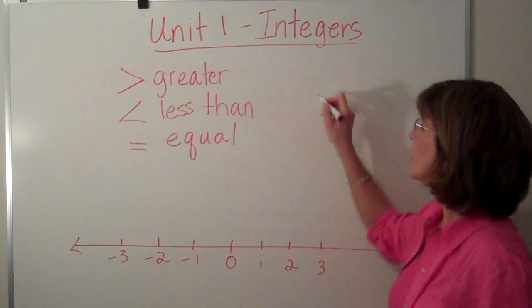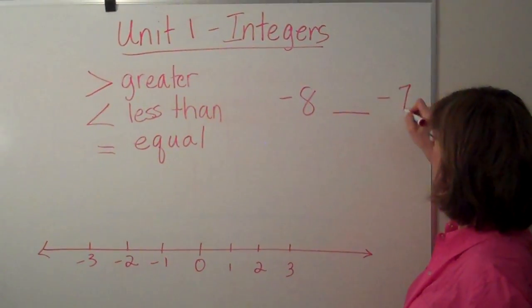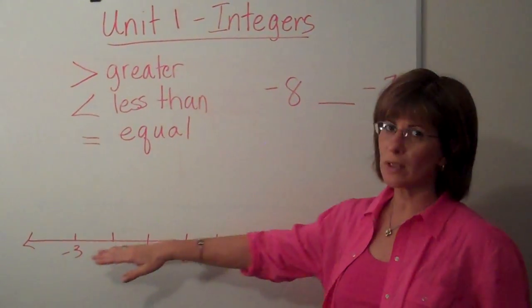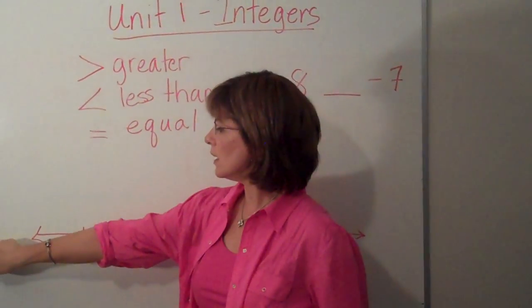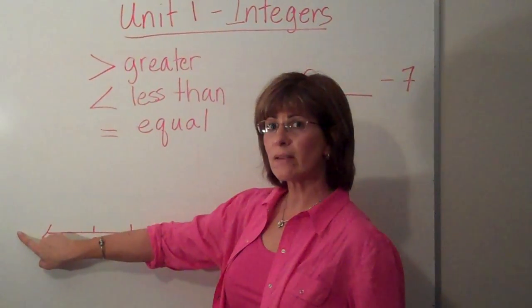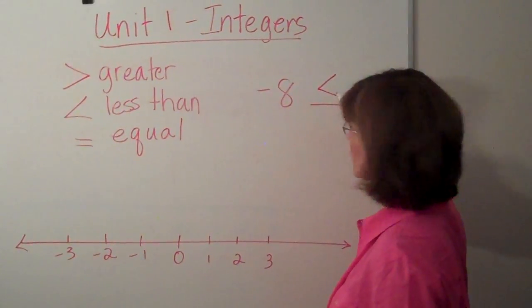So if I have the number -8 and I want to say, is that bigger or is it smaller than -7? I can look at my number line. -8 is going to be here, let's say, and -7 is going to be here. -7 is closer to 0, so -7 is greater.